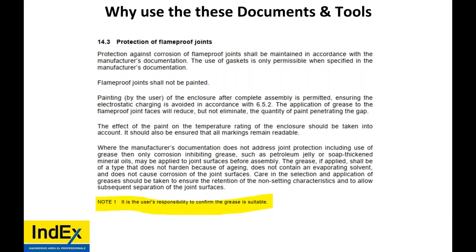Now, another important consideration is greasing of your flame paths. If you do not grease your flame paths, you're probably going to have issues with ingress protection, rusting, perhaps dissimilar metals, especially after explosions. 60079-14 talks about how flame paths shall not be painted. It talks about using a non-hardening, non-setting grease, and it's the ultimate responsibility of the end user. The likes of Chevron, the likes of Exxon, they make the decisions.